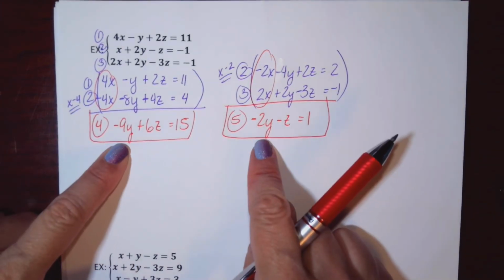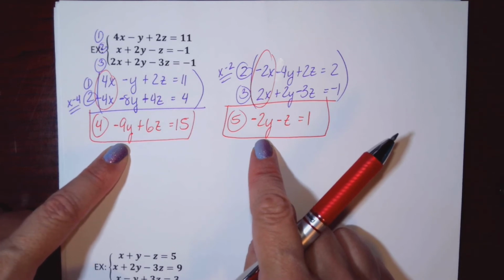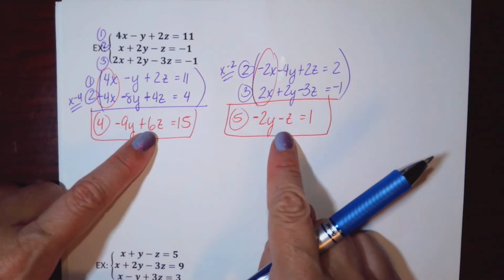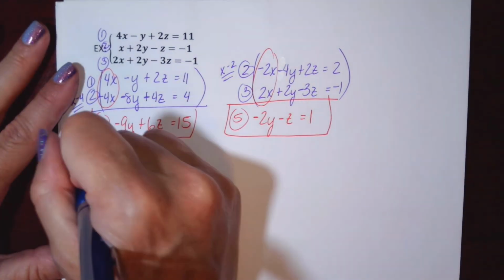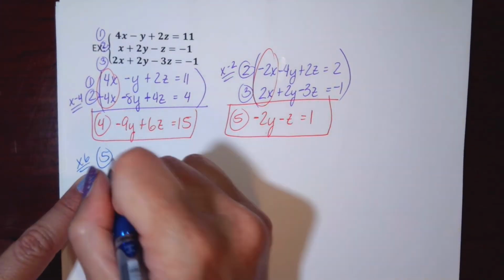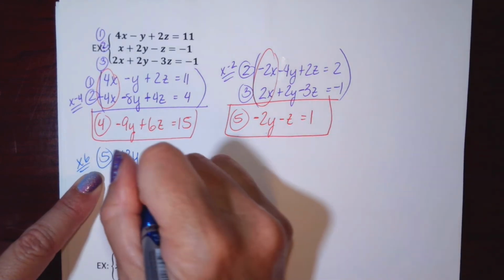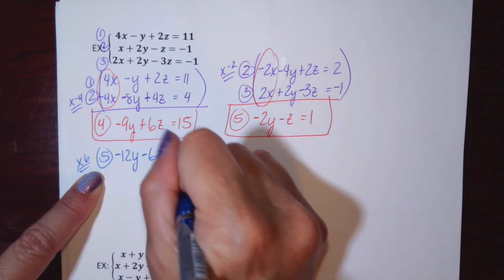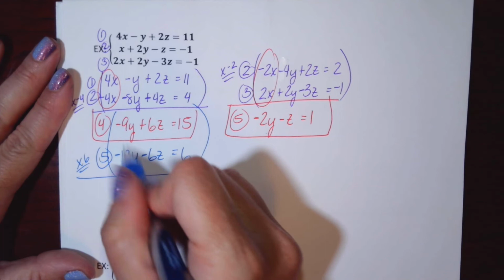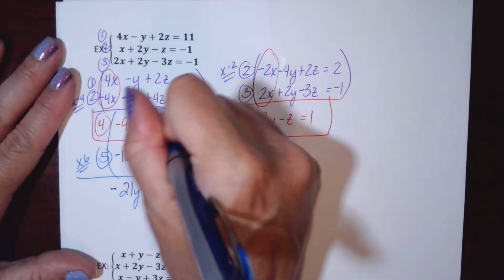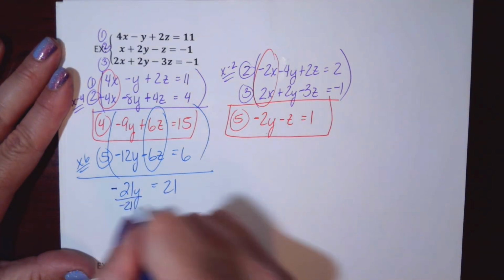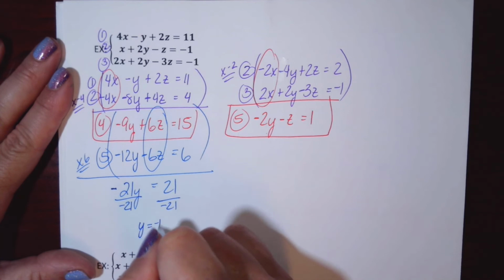Okay, we've got a reduced system with 2 variables, y and z. We want one of those 2 to add to 0. Let's do the z's to add to 0. We've got a positive 6 and a negative 1. So I'm going to multiply equation 5 times 6. So right here, that gives me negative 12y minus 6z equals 6. And let's see what we get from that. This is a negative 21y. My z's add to 0 equals 21. If I divide by a negative 21 on both sides, y is equal to a negative 1.